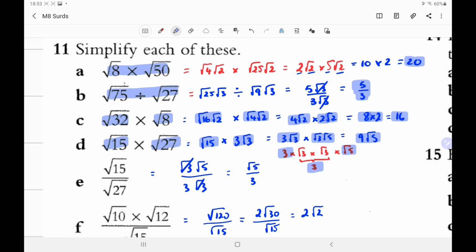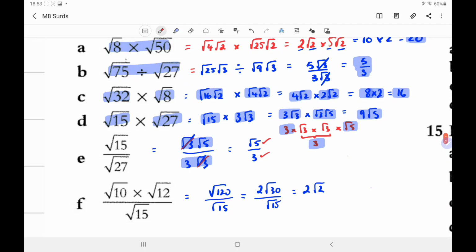Part E is the same numbers, root 15 divided by root 27 this time. So what I have done is written root 15 as root 3 root 5 and 27 as root 3 root 3. And what you should see, you have root 3 in the top and bottom, they cancel. So root 5 in the top, root 3 in the bottom.